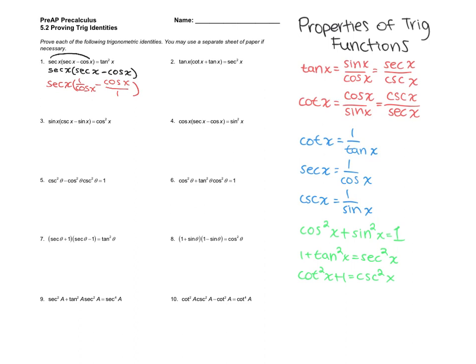So then our next step would be, let's make those like terms. So let's bring that cos x over to the bottom. And if we do something to the bottom, we also have to do it to the top. So then we end up with sec x times 1 over cos x minus cos squared x over cos x.